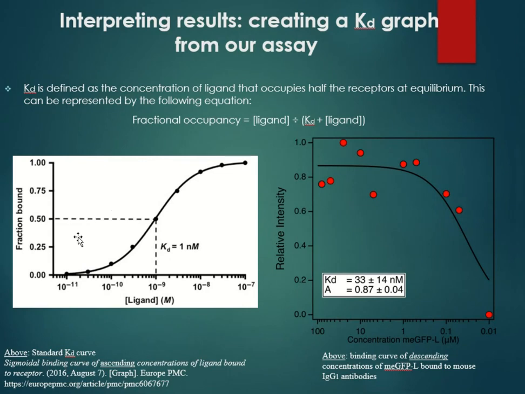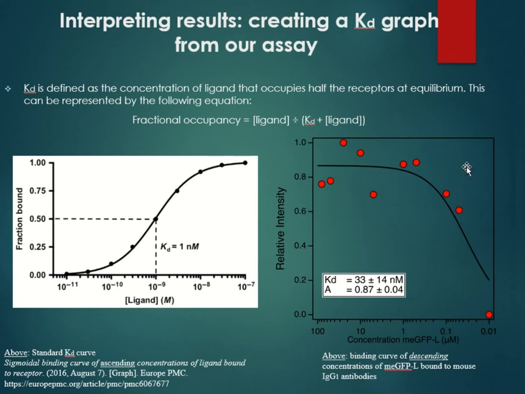Kd is defined as a concentration of ligand that occupies half the receptors at equilibrium. If a Kd value is small, the affinity is strong, as only a small concentration of ligand is required to occupy the receptors. Conversely, if a Kd value is large, the affinity is weak, as a larger concentration of ligand is required to occupy the receptors. This can be represented by the following equation. Fractional occupancy equals the concentration of the ligand divided by the quantity Kd plus the concentration of the ligand.